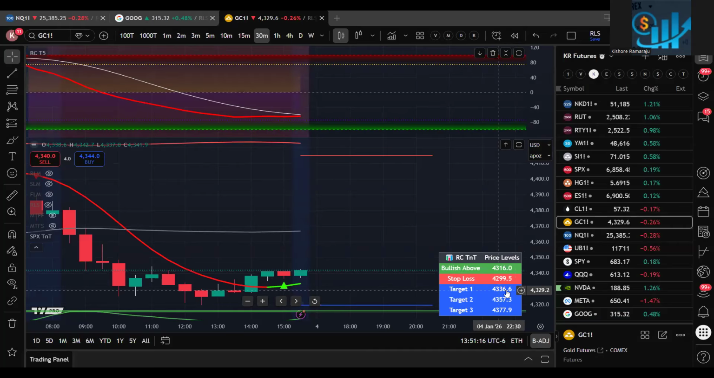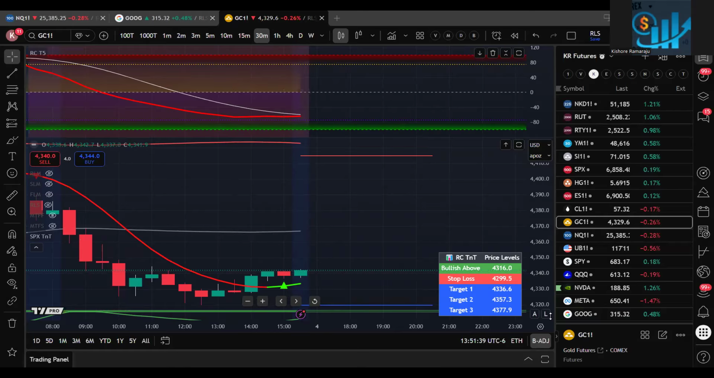So the targets are 4336, 4357, 4377. That means if you are a personal account holder, right? If the prop accounts, you cannot do in 30 minutes. You can do micros. You can do MGC whenever it touches 4316 and starts moving up, you can do micros, but you cannot do minis in a personal account on a 30-minute time frame.